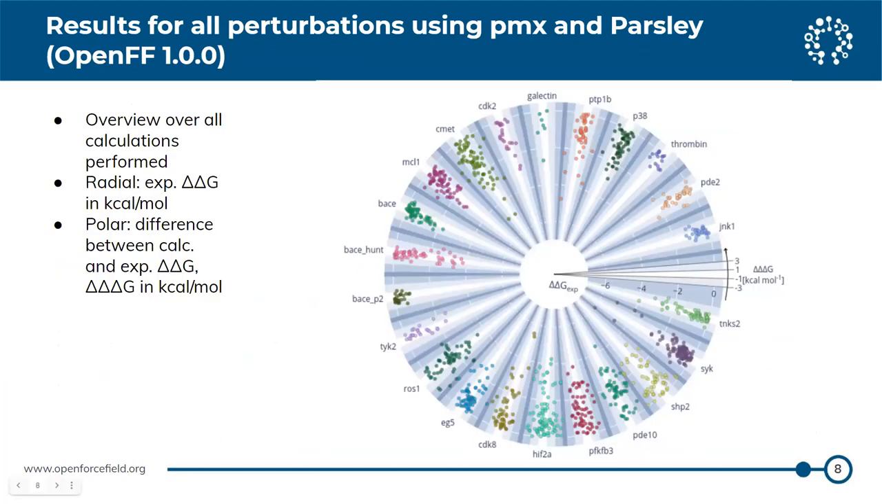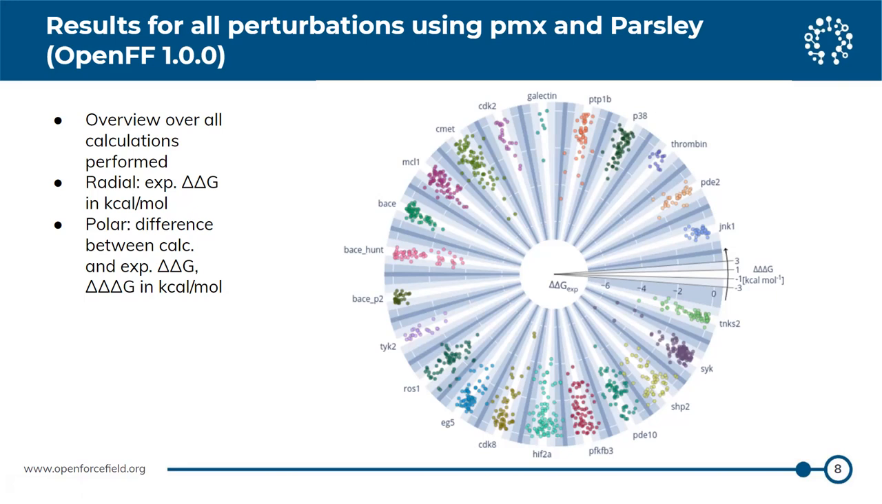Here are now the results of all the more than 1,100 perturbations done with the Open Force Field 1.0.0, so Parsley. And here in a general overview, you see on the radial axis the experimental free energy difference between a pair of ligands, and the polar coordinate shows the difference between the experimental and calculated values using the free energy calculations with the PMX non-equilibrium workflow and the parameters.